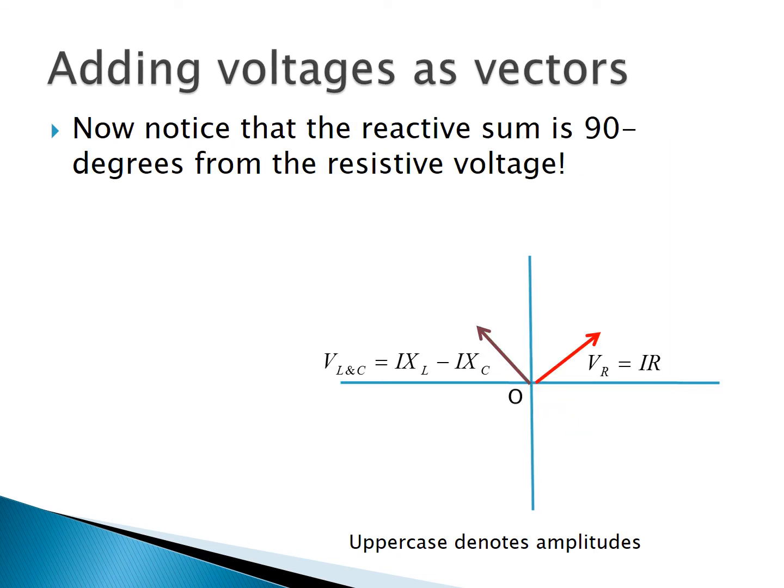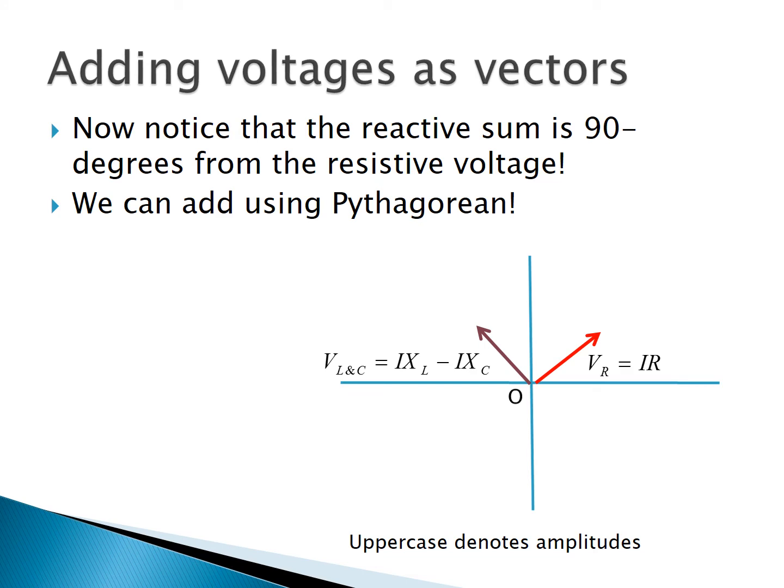Okay, now we're going to place that vector back onto our original phasor diagram, noting that it's exactly 90 degrees apart from V sub R. And so adding these two vectors together is also straightforward.